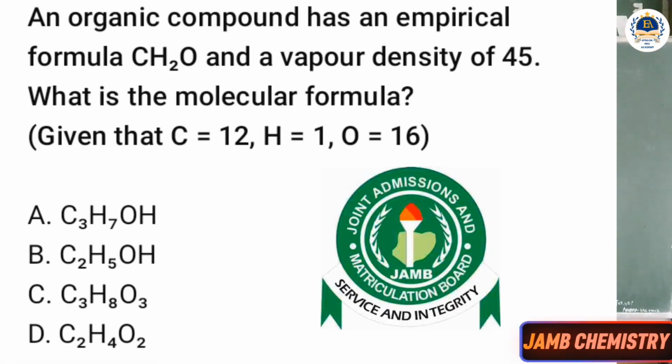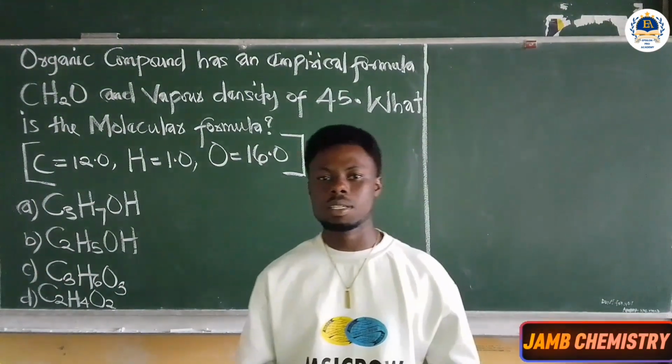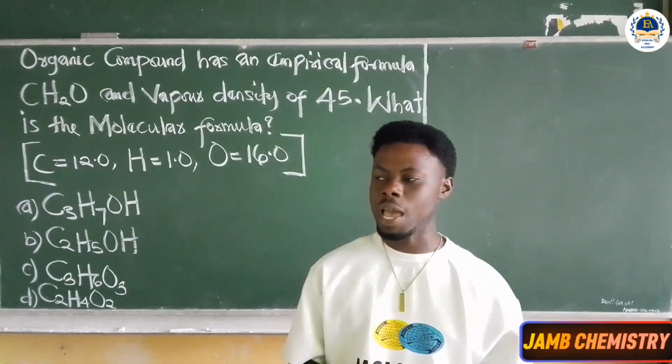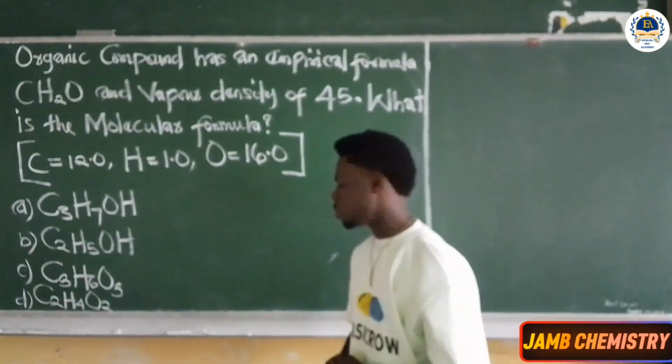The question on the board says, an organic compound has an empirical formula CH2O and vapor density of 45. What is the molecular formula, given that the atomic mass of carbon is 12.0, that of hydrogen is 1.0, and that of oxygen is 16.0? So the options are given below. So the first thing we must do is to determine the molar mass from the vapor density, and then also determine the molar mass from the empirical formula given on the board.